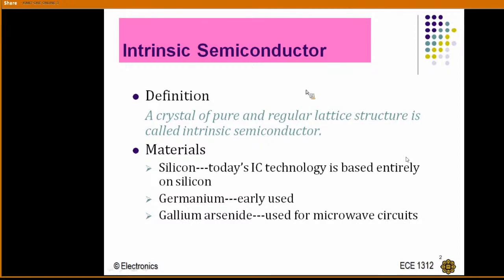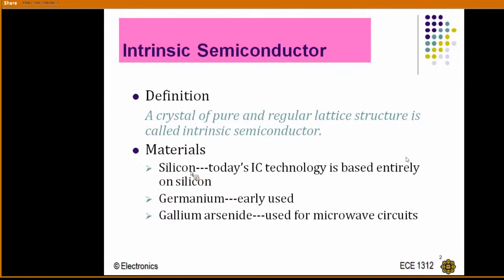Now, what is an intrinsic semiconductor? It is the purest form of semiconductor. A crystal of pure and regular lattice structure is called an intrinsic semiconductor. What intrinsic materials do we have? Silicon, germanium, or gallium arsenide. Today's IC technology is completely based on silicon because silicon is very abundant in nature. Silicon is nothing but the sand, silica, as we call it.